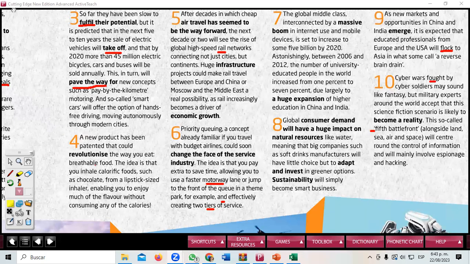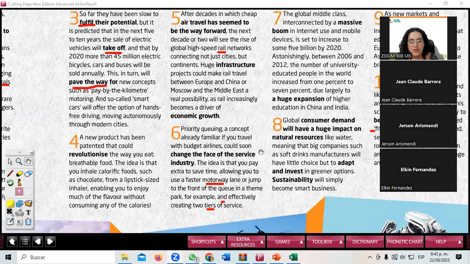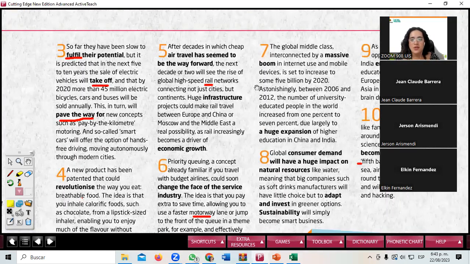Of the queue in a theme park, for example, and effectively creating two tiers of service. Yes, two tiers of service. So queuing is making a line, no? Hacer fila. So this is the priority queuing. It talks about if this is common in theme parks, but the other idea is not that common yet. So if you pay some money, you could go in a faster motorway, autopista, you pay money in un carril rápido, in a motorway lane, maybe it's like a priority queue.